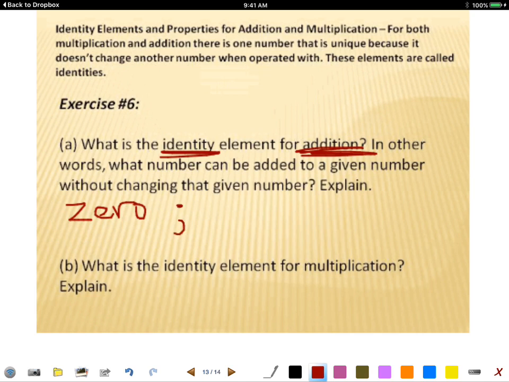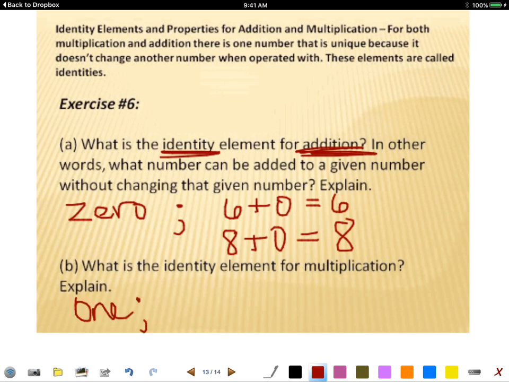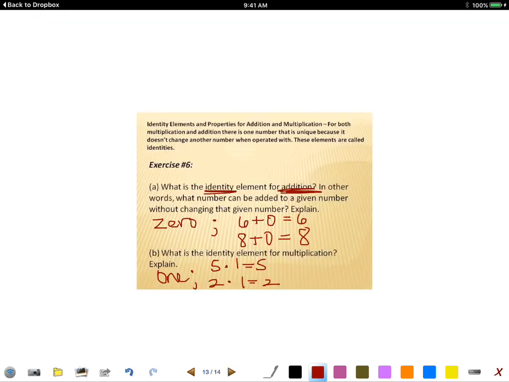And if we want to explain, we could just write because 6 plus 0 is still 6. And 8 plus 0 is still 8. Right? Anything plus 0 is still that original number. All right, and then letter B, what is the identity element for multiplication? Harley? 1. Very good, because 5 times 1 is still 5, and 2 times 1 is still 2. It says to explain. You can explain, or you can give an example that explains. Okay, that's the end.